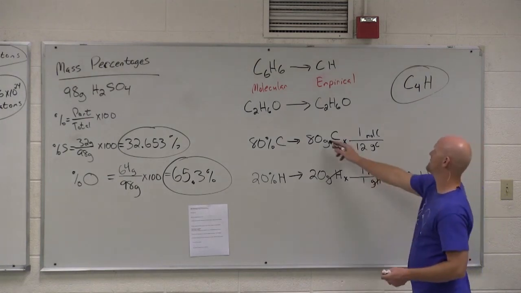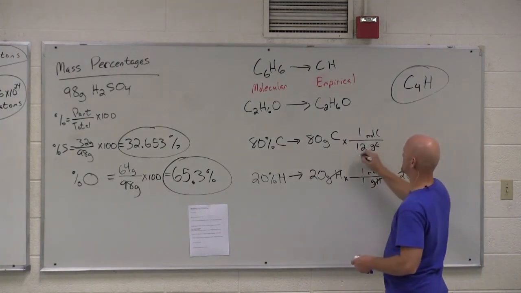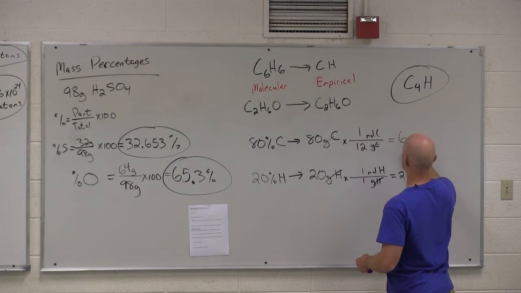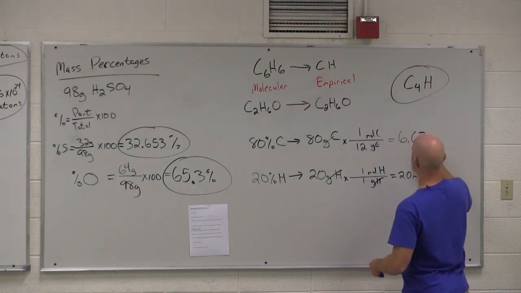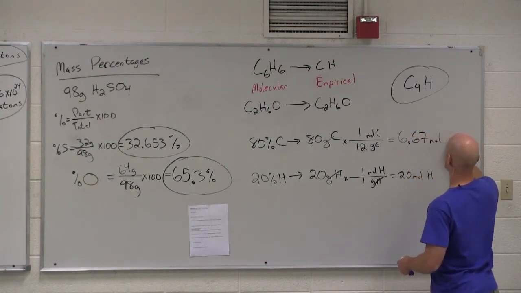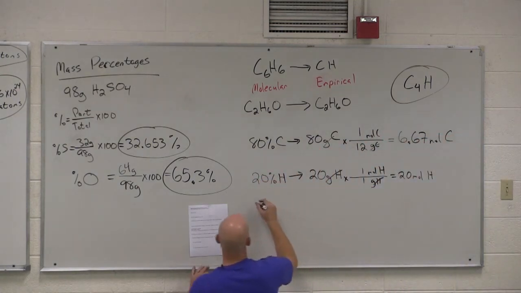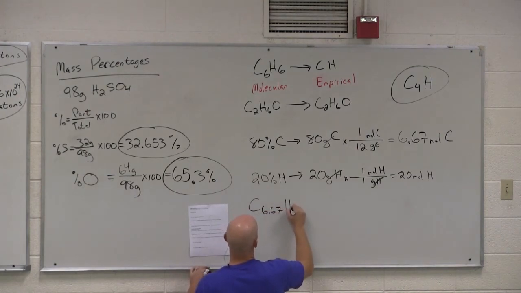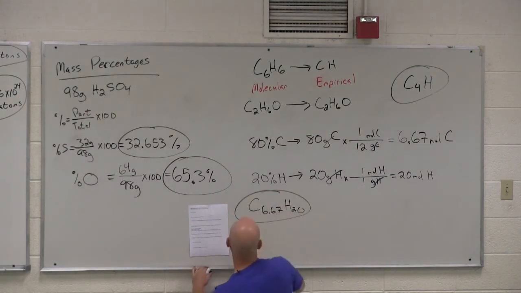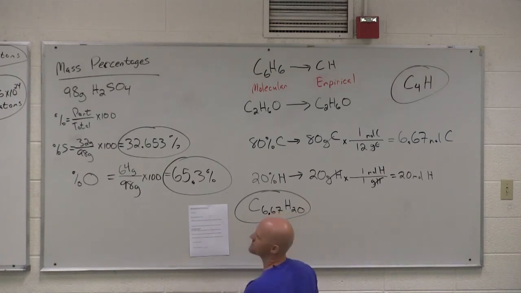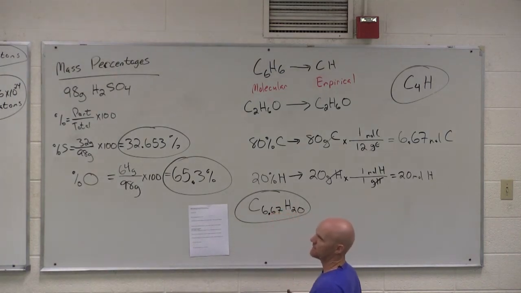And in this case, what's 80 divided by 12? That would be 6.666. I'll round it to 6.67 moles of carbon. And now I finally have a mole to mole ratio, and life is good. And my empirical formula is C6.67H20. Fantastic. Not fantastic. Why is that not fantastic? I circled it. Decimal. Can't have decimals. Oh, now you tell me.